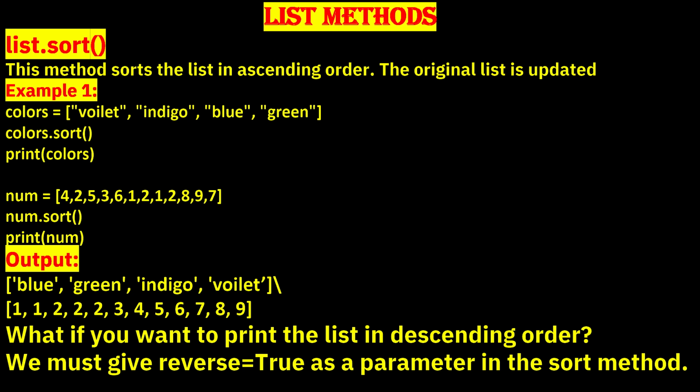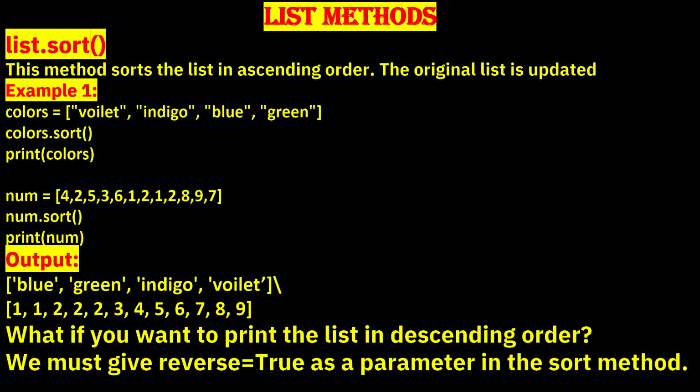num.sort(). print(num). Output: blue, green, indigo, violet. 1, 1, 2, 2, 2, 3, 4, 5, 6, 7, 8, 9.